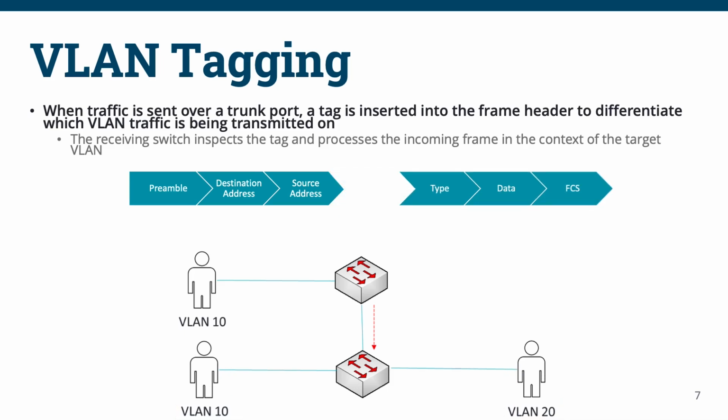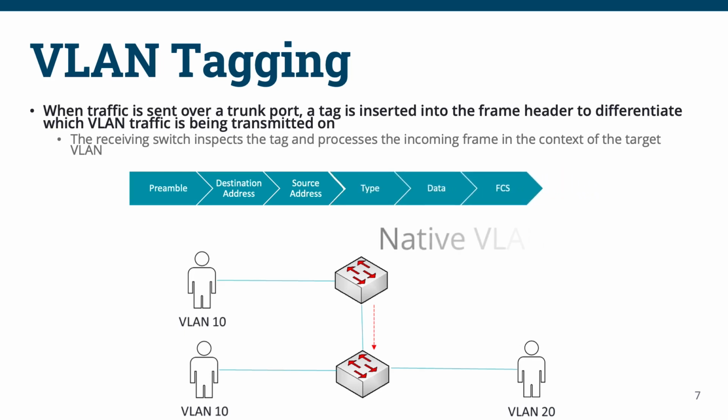Untagged traffic transmitted over a trunk port is considered to be part of the native VLAN. The native VLAN is a configurable option for the network administrator. Choosing your native VLAN appropriately can save significant amounts of traffic overhead to maximize the data throughput over the link.